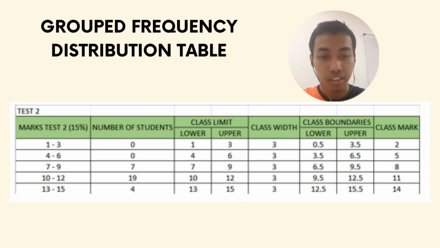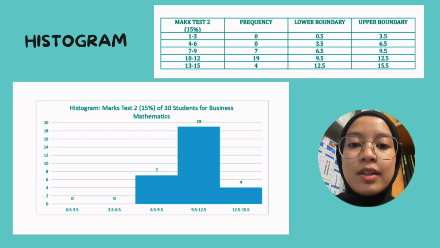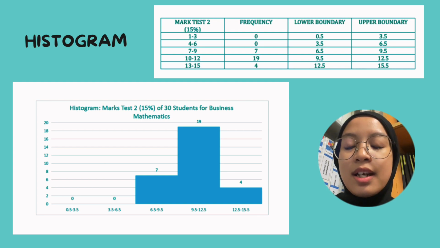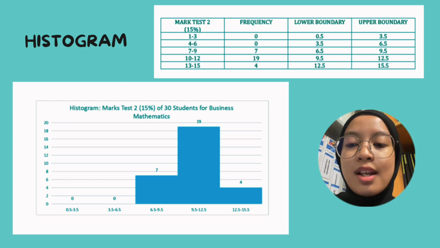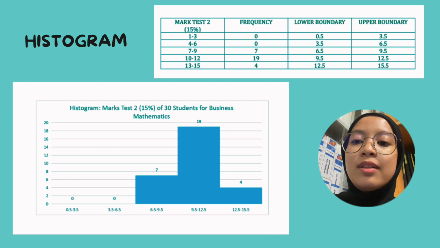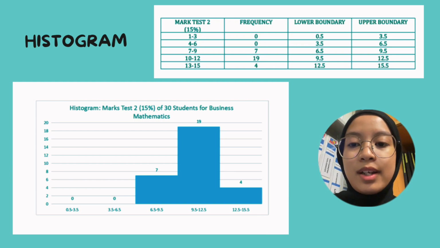As you can see, in the group frequency distribution table, we have marked test 2, number of students, lower class limit and upper class limit, class width, class boundaries, upper and lower, and lastly class mark. Next, lower boundary and upper boundary as the x-axis and frequency as the y-axis. The histogram shows the highest frequency is 19 with the range 9.5 until 12.5, and the lowest frequency is 1 with range 0.5 until 3.5.